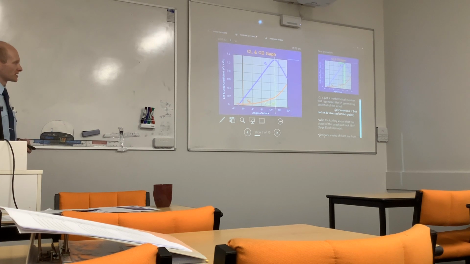Minimum coefficient of drag is somewhere around 0 degrees angle of attack, and then it increases as we get closer to that stall angle, and then rapidly increases from the stall angle onwards. That's all the information you need to give there, okay? Just basics, that's all.